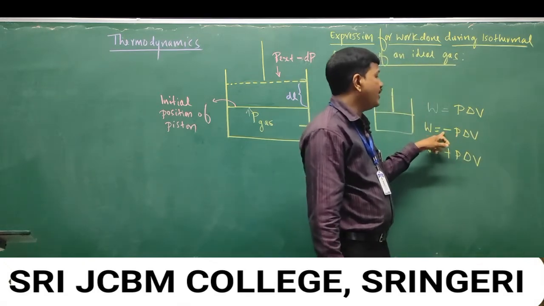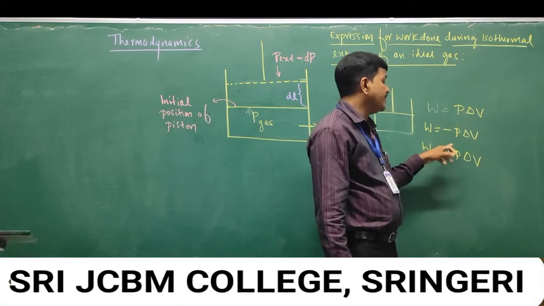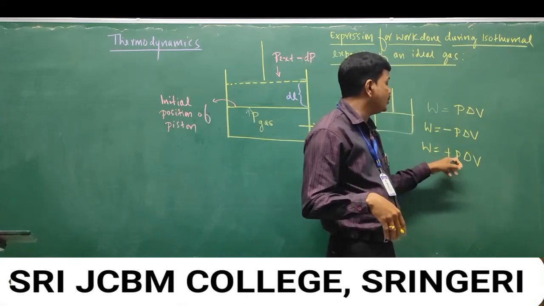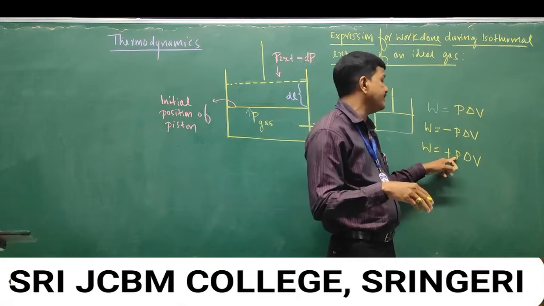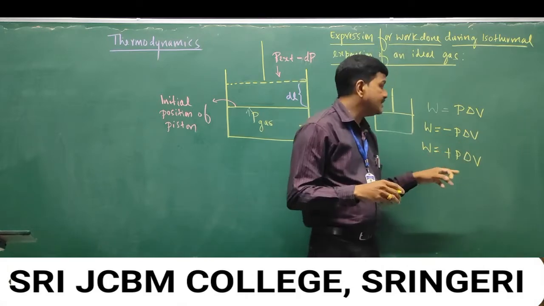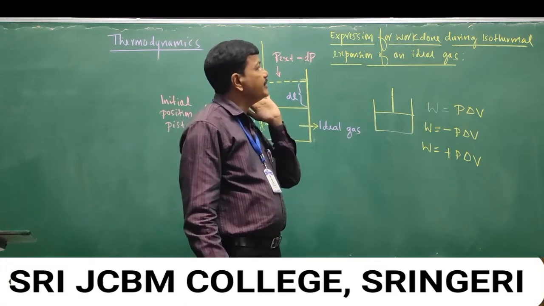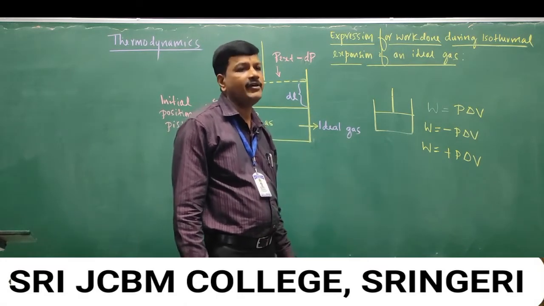Okay, in this case work is done by the system, here work is done on the system. So here W is positive when work is done on the system, and here work is done by the system. Okay, so let us see the expression for work done during isothermal expansion of an ideal gas.